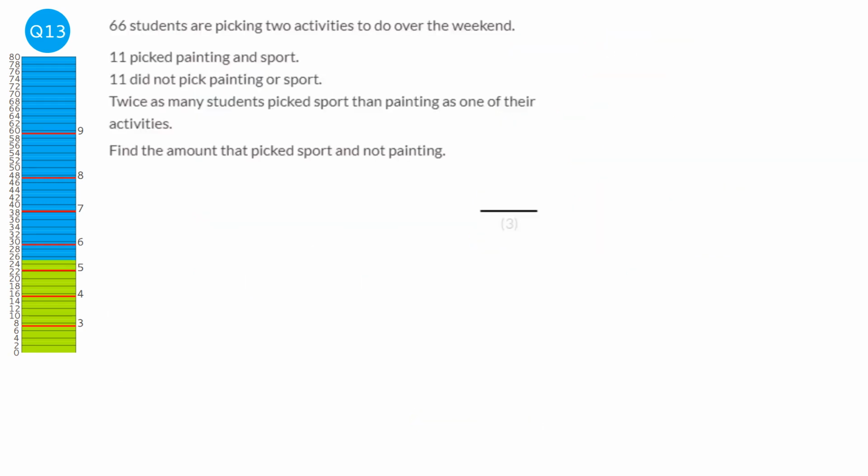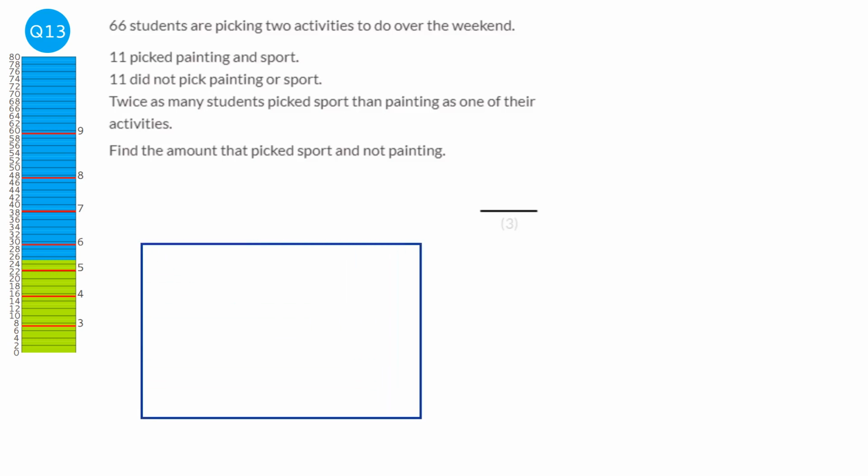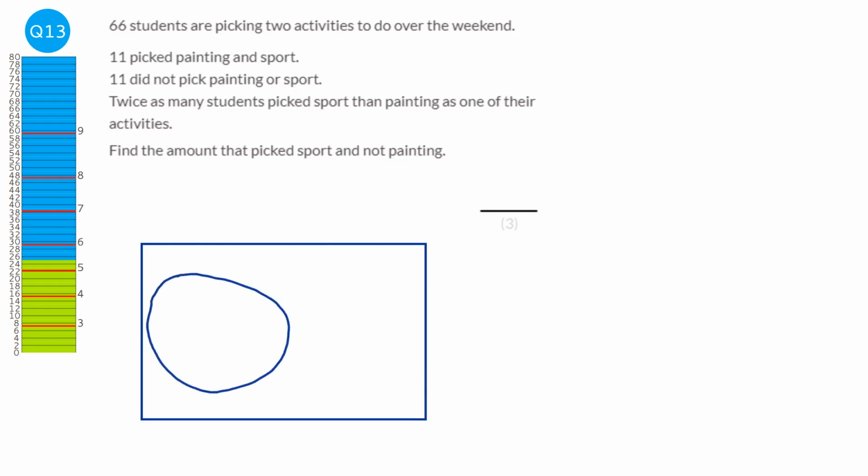So this question will probably need a Venn diagram just to make it a bit easier. So I'm going to draw a Venn diagram. You don't need to. If you can work out how to do this question without, you can, but I think this is a really tricky question to do without a Venn diagram. So it says that they picked two activities. It was either painting, which I'll put as a P, and sport, which I'll put as an S. So let's start filling in the information it gives us.